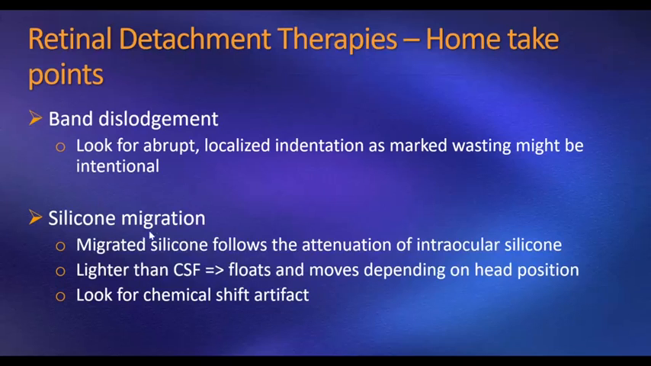Look for silicone migration that is typically intracranial in nature, and since silicone is lighter than CSF, it will always be superior to CSF, meaning that it will be floating and it will be moving depending on the head position. Don't forget to look for the chemical shift artifact on MRI with the bright band anteriorly and the dark band posterior to the silicone focus.